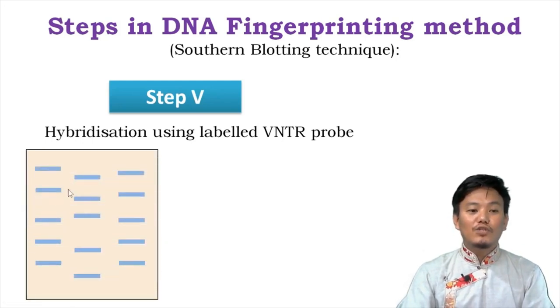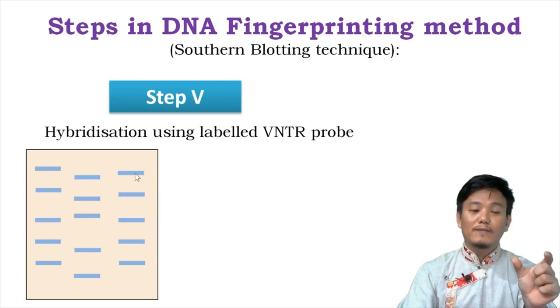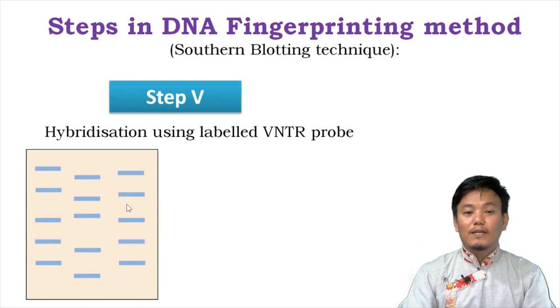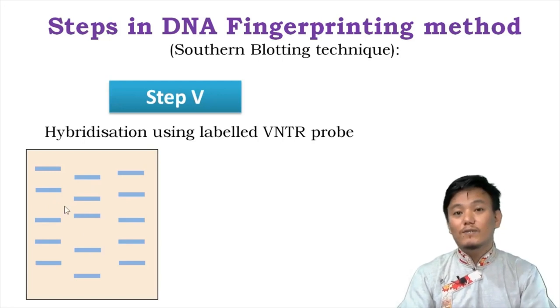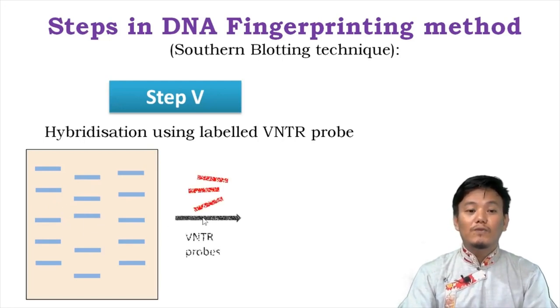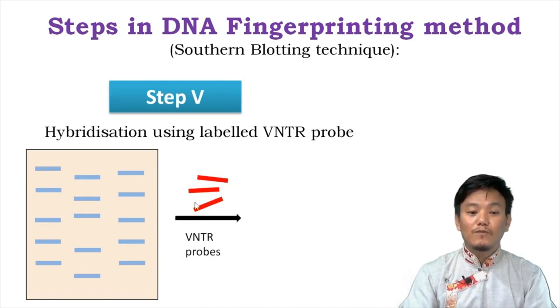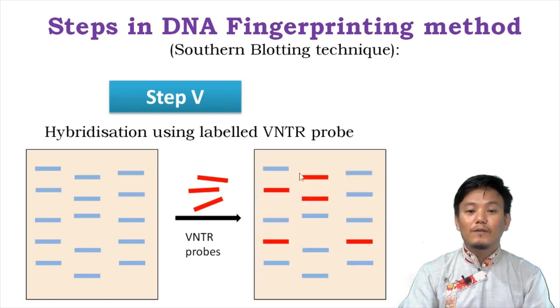On this gel, we have separated the DNA based upon their fragment size. Now we don't know which are the mini satellites, or where the repetitive DNA sequences are among these bands. So in order to know that, we need to put radio labeled VNTR probes. When we put VNTR probes, based upon base complementarity, they will form hybrids. The VNTR probes will go and bind with the VNTR present over here, and the hybrids will be visible like this.